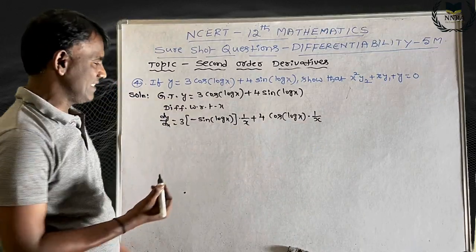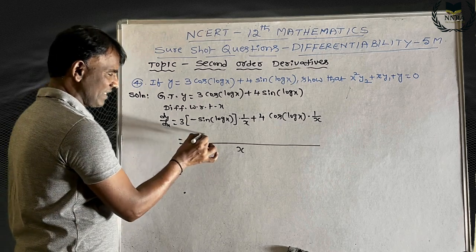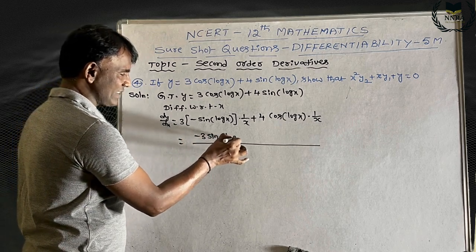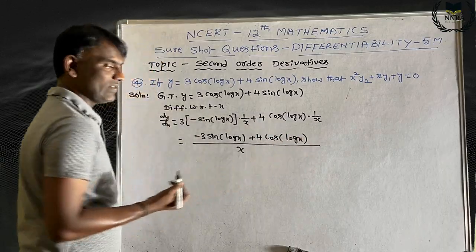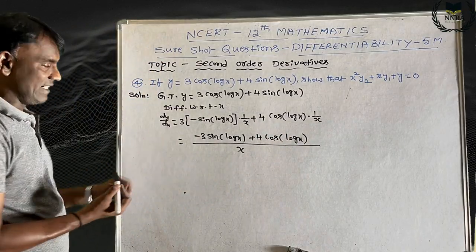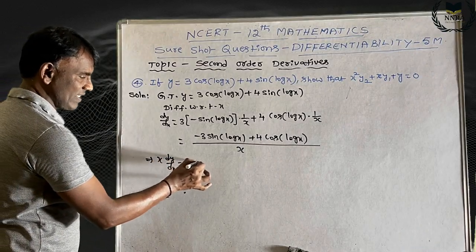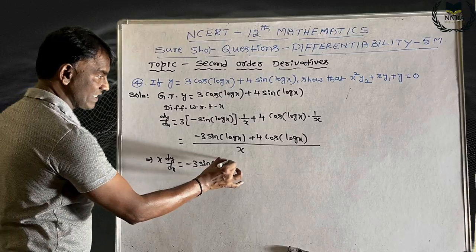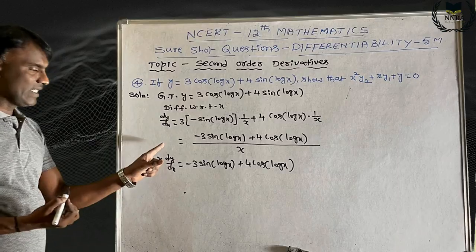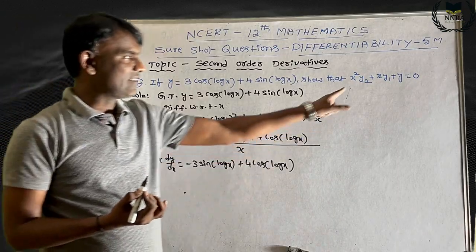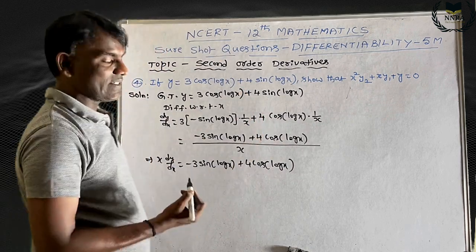So here x is in denominator, here also x is in denominator. Now take LCM. So what is that? LCM is x, right? After that minus 3 into sine of log x plus 4 into cos of log x. Now write this denominator x this side. Then how to write this? x into dy by dx equals minus 3 sine of log x plus 4 cos of log x, right? So it is only first order derivative, but actually in this required value second order derivative is also there. So again we have to differentiate with respect to x.